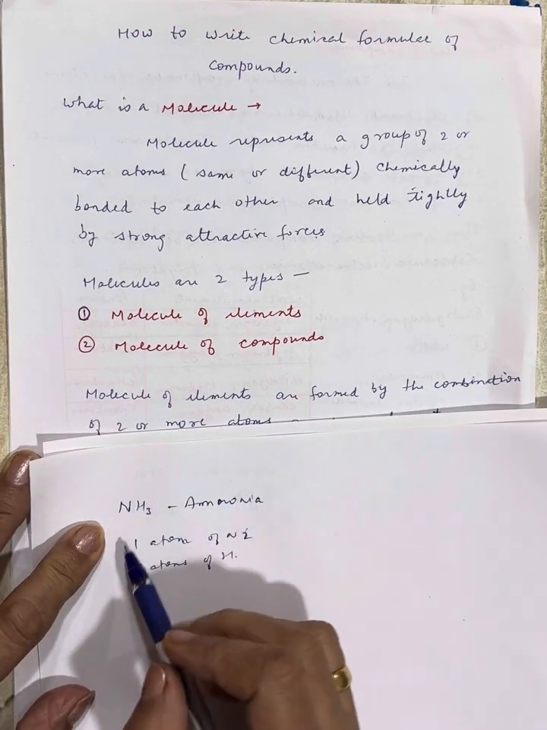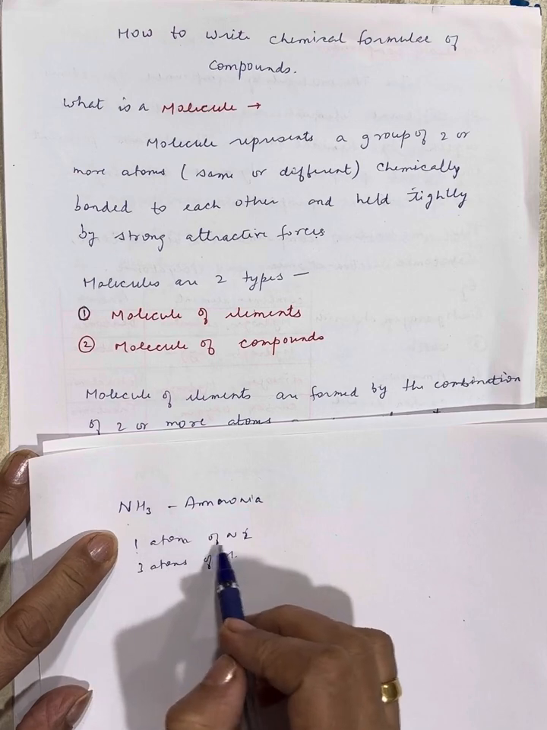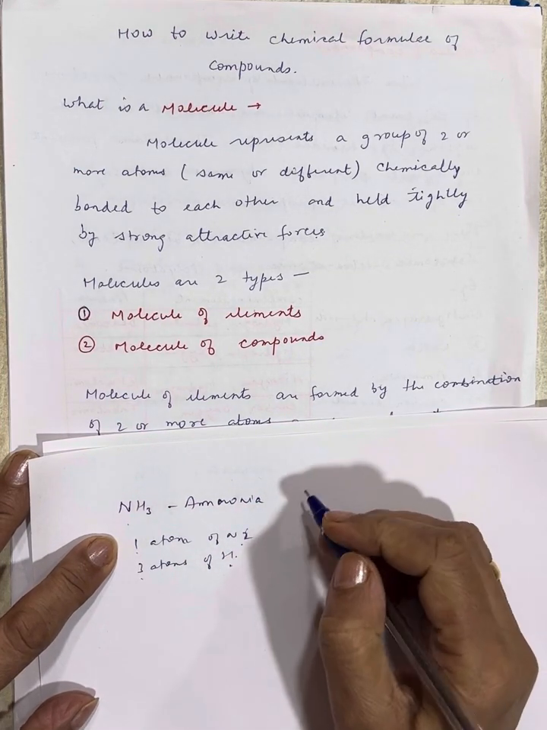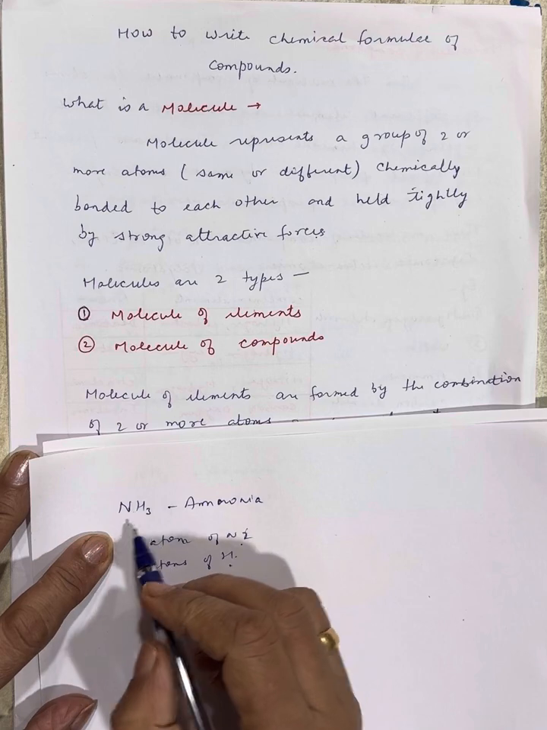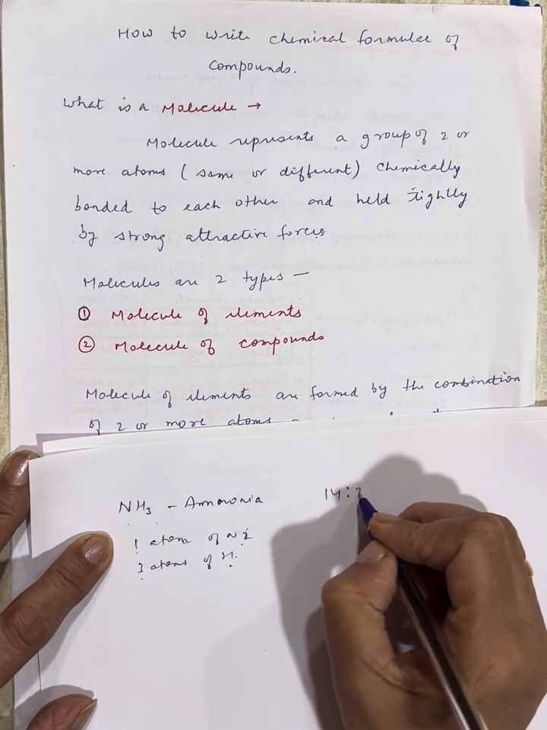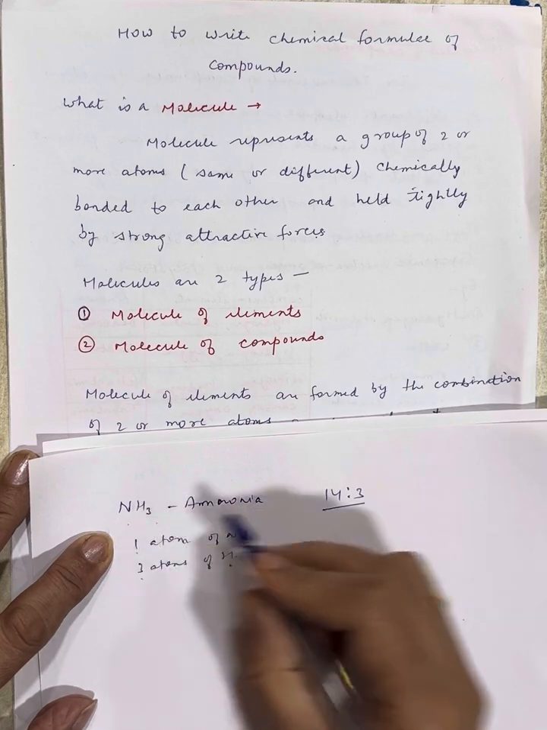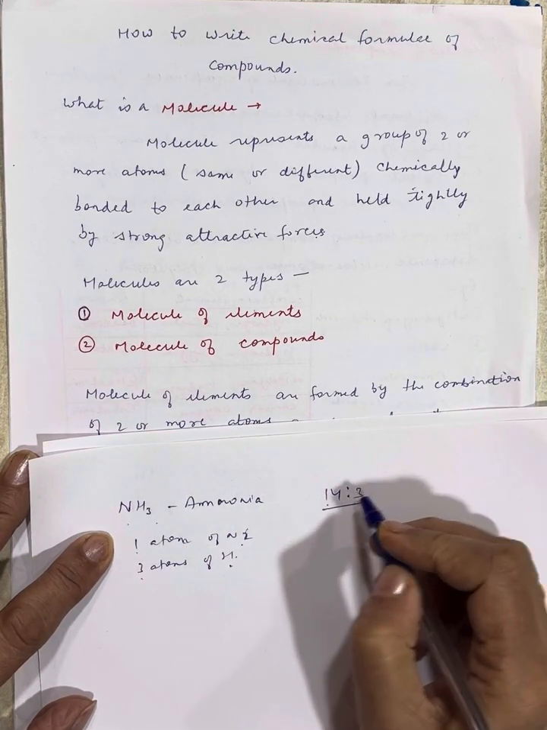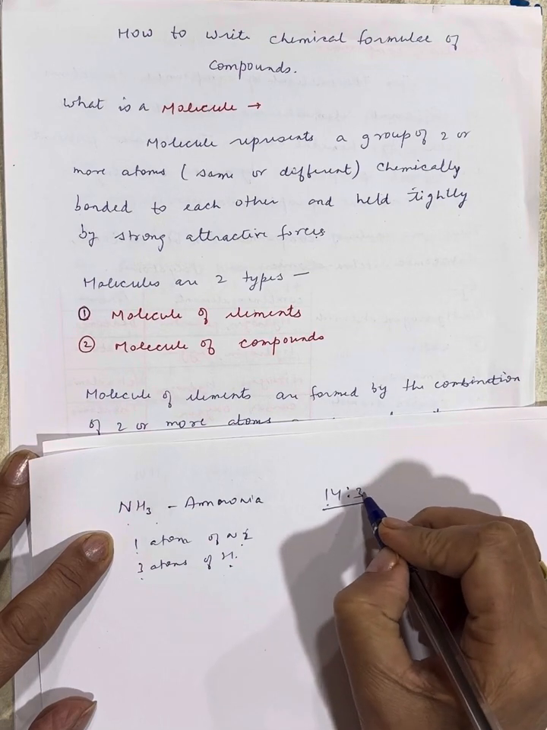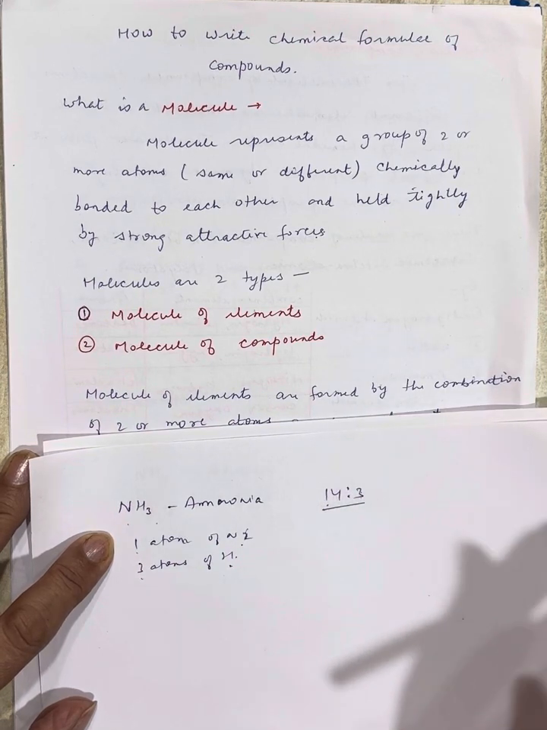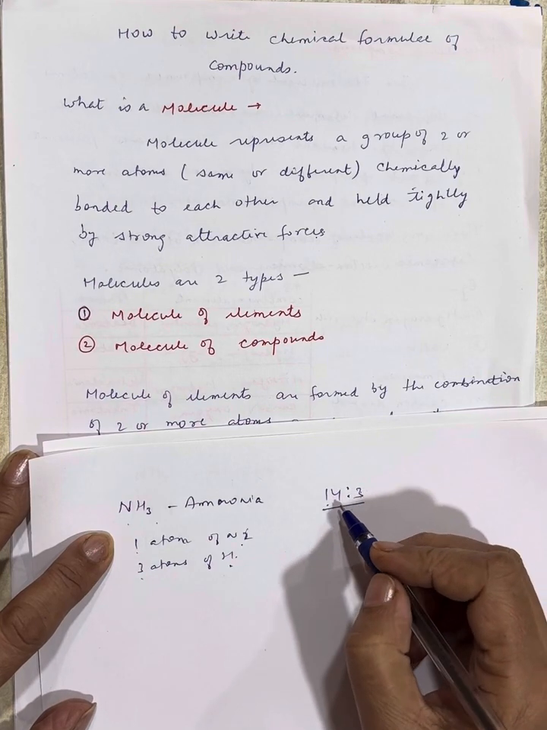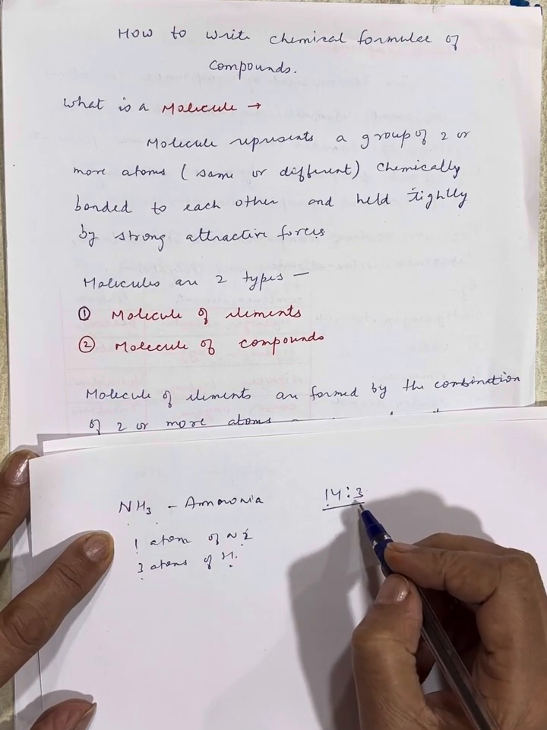Like in the formation of ammonia, one atom of nitrogen and three atoms of hydrogen are used, and the ratio of nitrogen and hydrogen in ammonia is always 14:3, because the mass of nitrogen is 14 and the mass of one hydrogen atom is 1, so 1 into 3 makes it 14:3. So whatever the source of the ammonia, it will be in the ratio of 14:3 by mass.